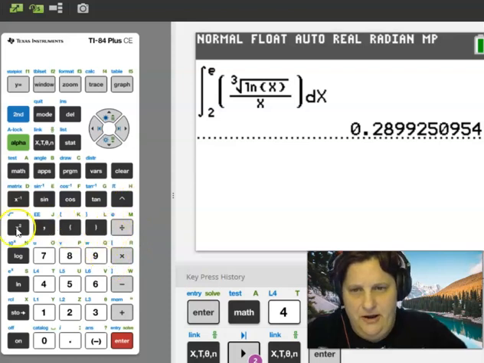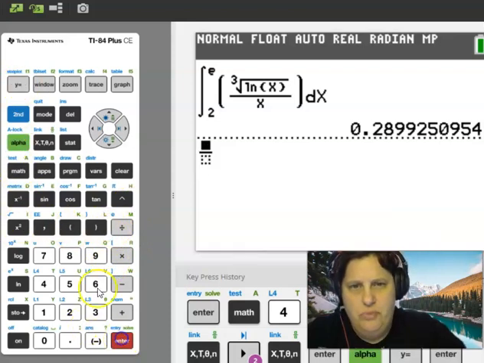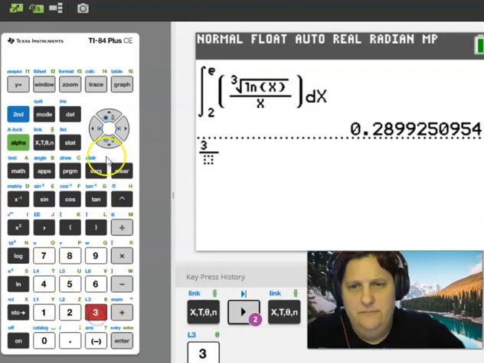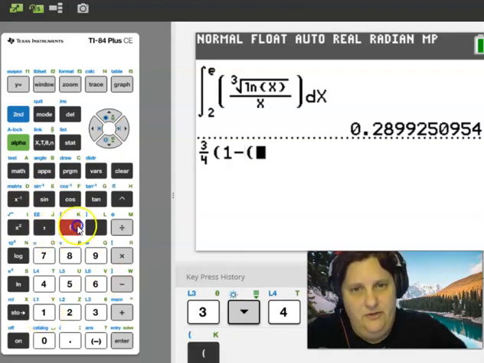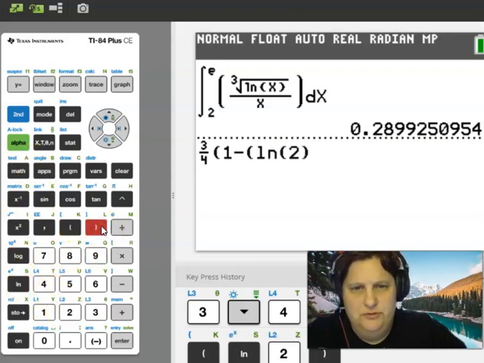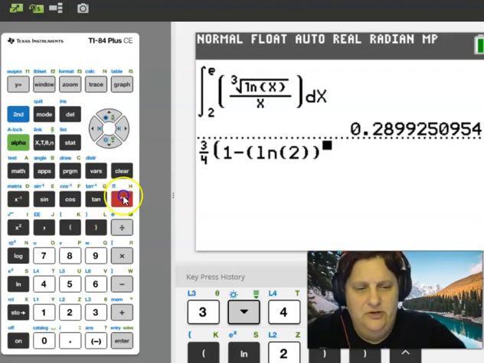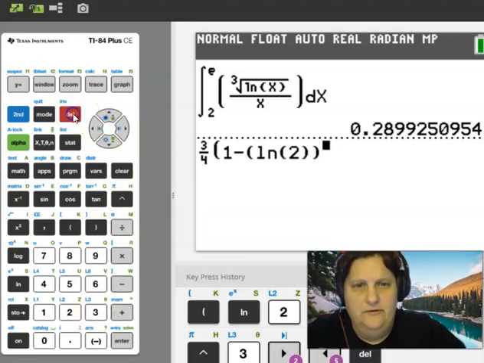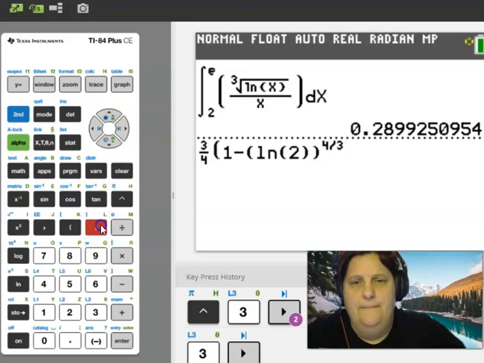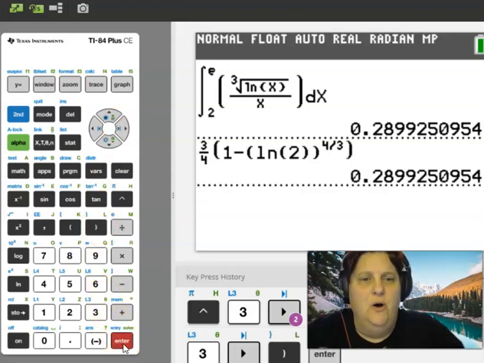Now let's see if that's what I got. I got 3/4. And then let's see, I got in parentheses 1 minus, another parenthesis, ln of 2, close that, to the 4/3. Oh, that's not right. To the 4, hang on a second. 4/3. Boom. Let's go. All right, cool.